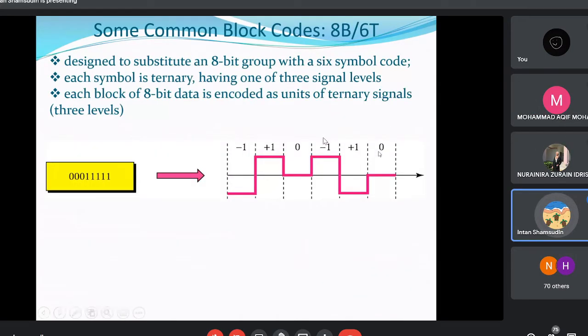So this one is 8B/6T. What is it? Substitute an 8-bit group with a 6 symbol code. Each symbol is ternary, having one of 3 signal levels. Each block of 8-bit data is encoded as a unit of ternary signal, 3 levels.